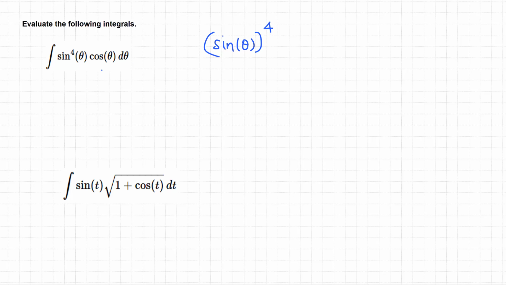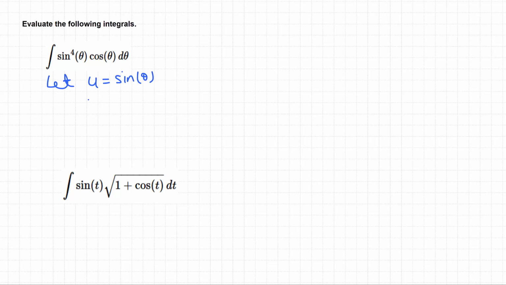Since there is a product and we don't have a product rule, and we have something inside parentheses, we can use a u substitution. For that, our u is the inside function, so we let u be sine theta, because this is sine theta to the fourth, and we want to simplify the more complicated terms. We want to convert the whole integral in terms of the new variable u, so we need to convert d theta as well.